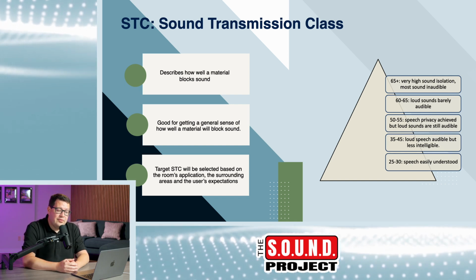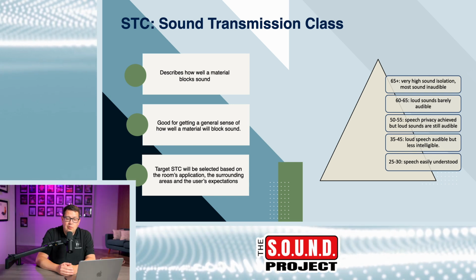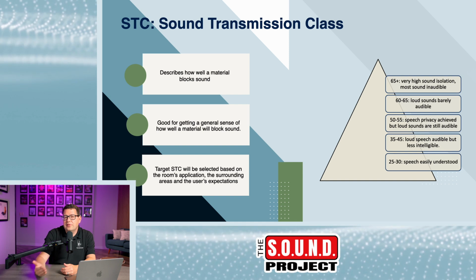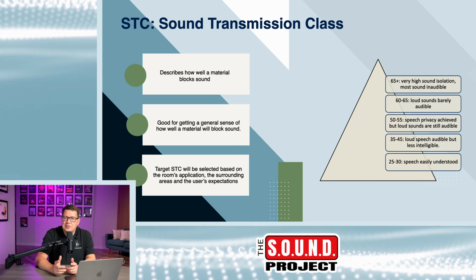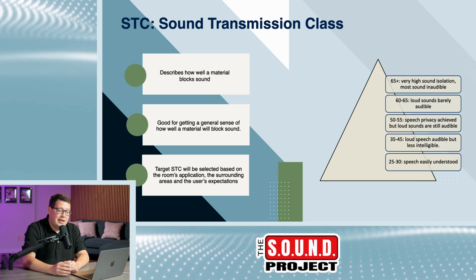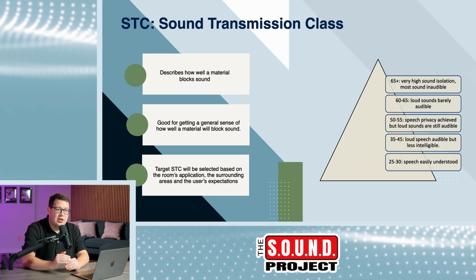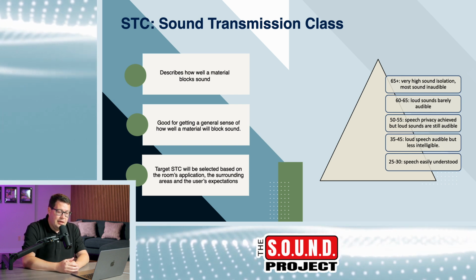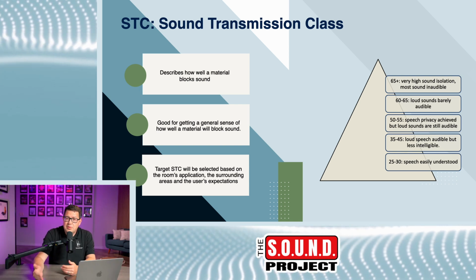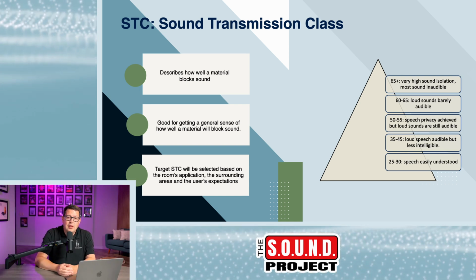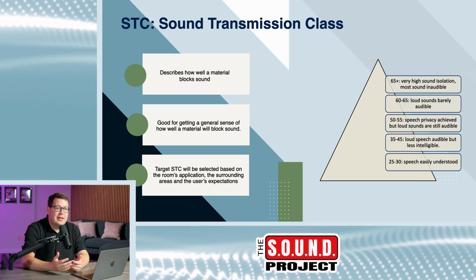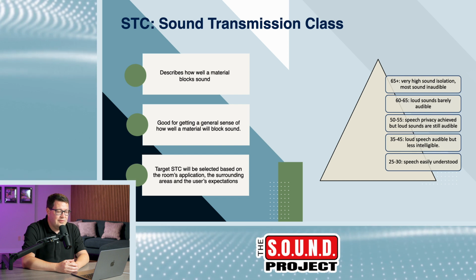Then we move up a little bit, 35 to 45. That would be loud speech is audible, but it's less intelligible. So you can still tell that something's coming through the wall, but you may not be able to understand exactly what words are being said. From 50 to 55, that's where you're starting to achieve speech privacy. But loud sounds are still audible, so you may not be able to hear or understand speech through the wall, but if there was, let's say, a band playing or a guitar amp or something like that, you're going to be able to hear that with 50 to 55.